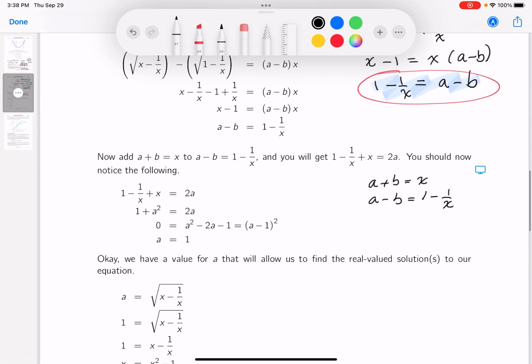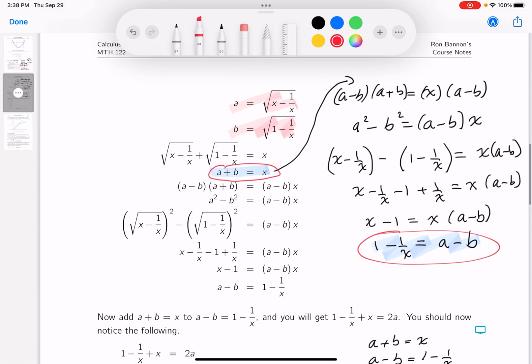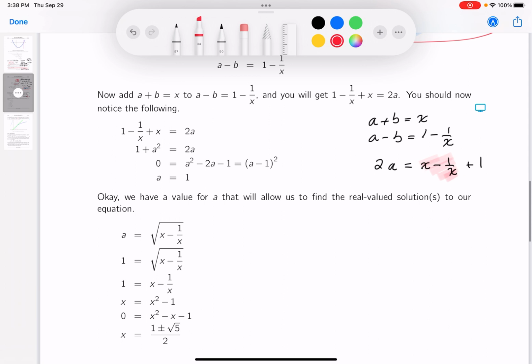Well, I'm going to add them together. And what would you get? You would get 2a, and I'm going to write down this way, x minus 1 over x plus 1. Now, the reason for that, I recognize this guy over here, and I want to get an equation of one of those two unknowns now. And what is x minus 1 over x? Well, it's right over here. I'm just going to say it's a squared now. All right, let me write that down for you.